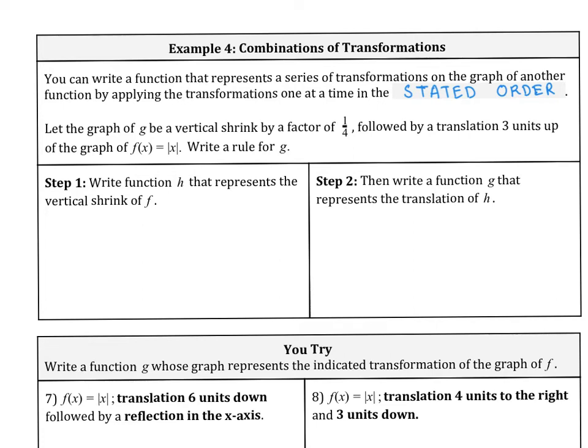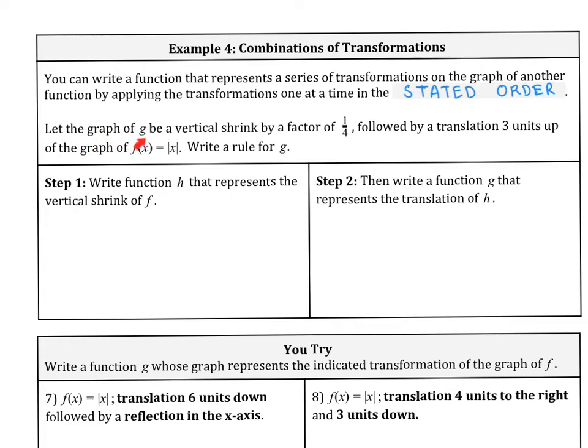Chapter 1.2, Day 2, Example number 4, Combination of Transformations. You can write a function that represents a series of transformations on the graph of another function by applying the transformations one at a time in the stated form. Let's look at the example here.